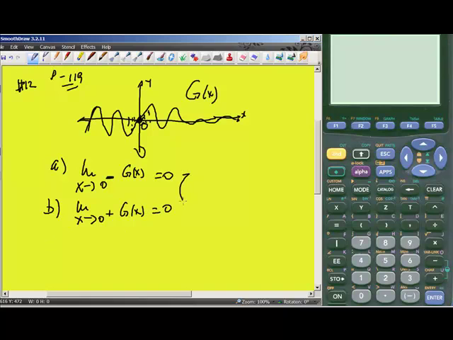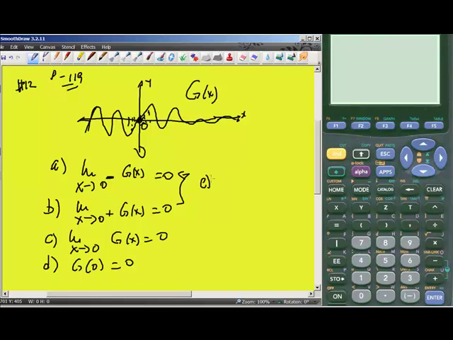Therefore, since these two match up, I can say C, limit as x goes to 0 of g of x is equal to 0. And in part D, g of 0 is 0. The actual value of the function is 0 there.